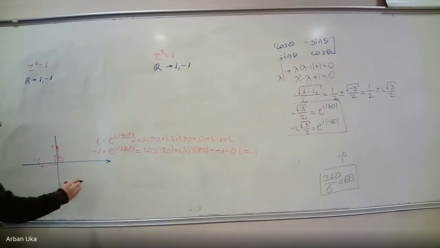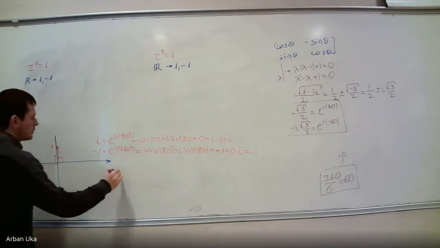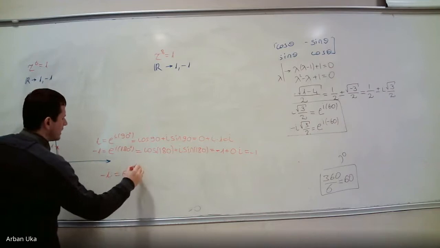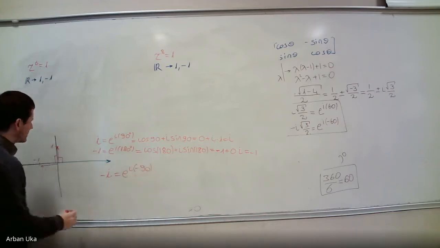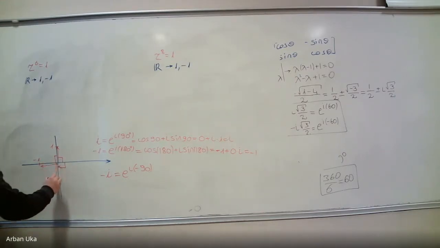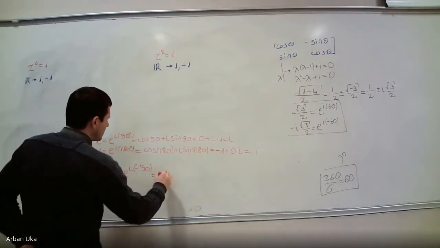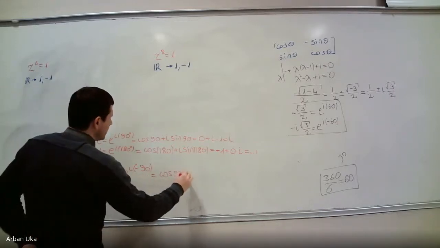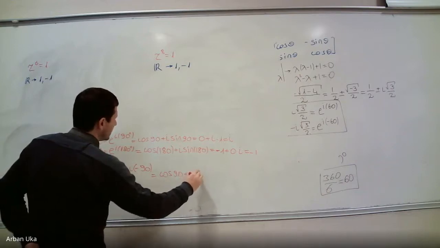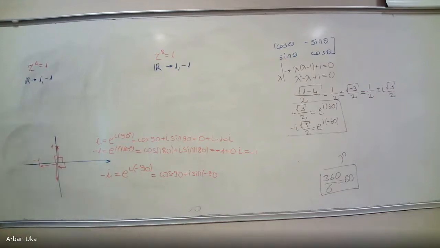Now, similarly, we can see what minus i is. Minus i is equal to e to the power i times the angle minus 90, because we move by an angle of 90 degrees down to here. Again, we can check this: cosine of minus 90 plus i sine of minus 90, and this gives us the minus i.